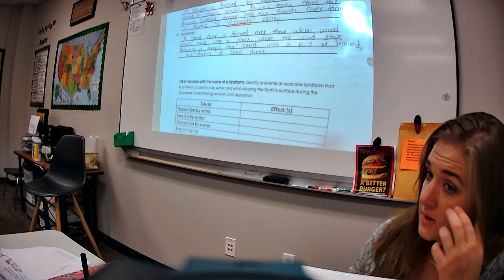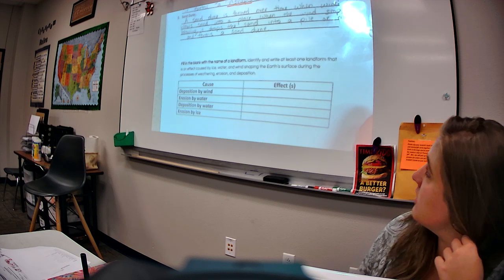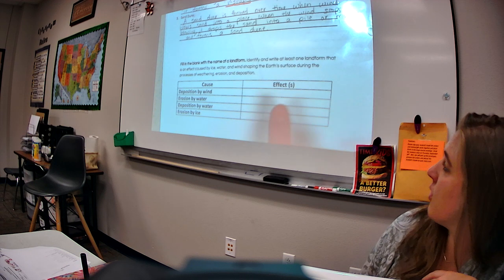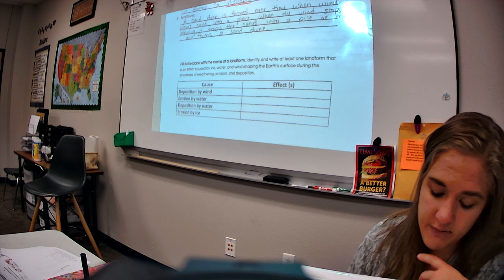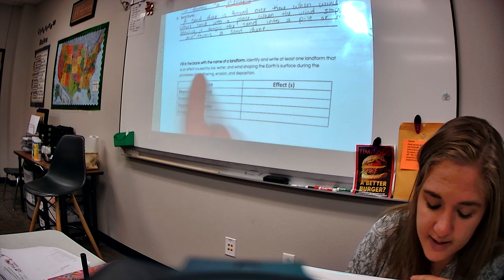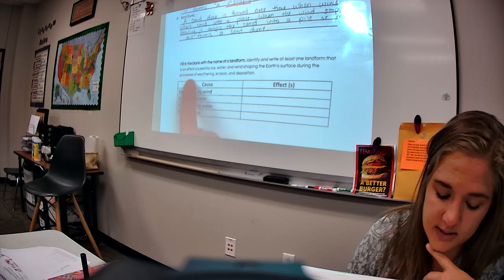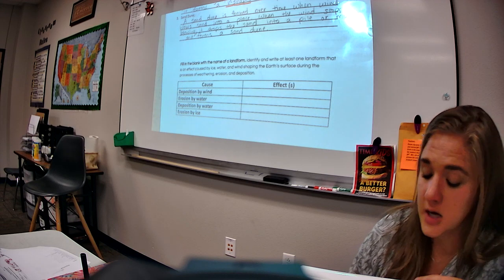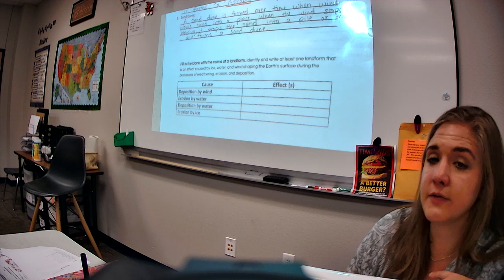Hannah, are you at least done with canyon? You are? Okay. I'll leave sand dune up there if you're still writing that one, but I'm going to go on to the answers for this one. So it says fill in the blank with the name of a landform. Identify and write at least one landform that is an effect caused by ice, water, and wind shaping the Earth's surface during the processes of weathering, erosion, deposition. So we're going to fill in a landform over here that is formed by this process over here.